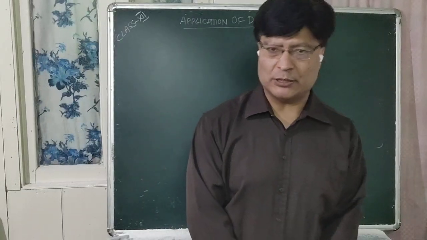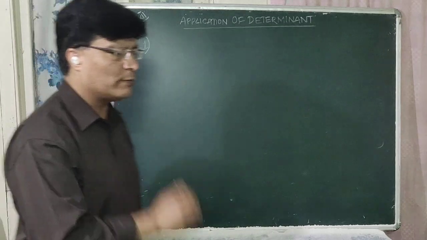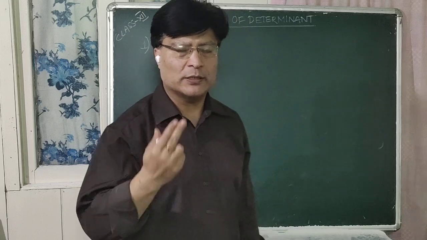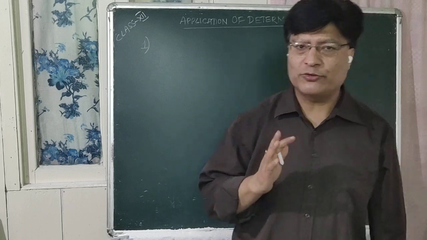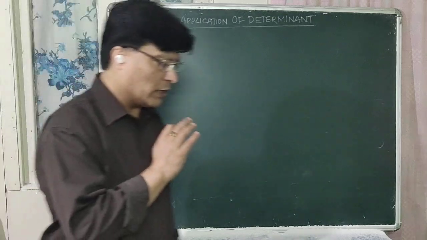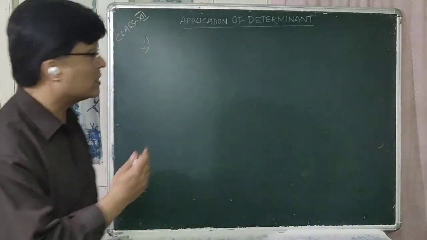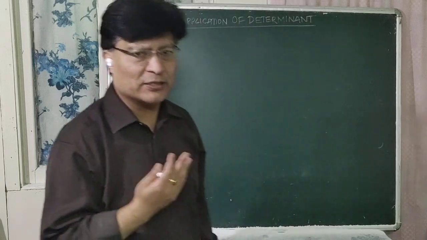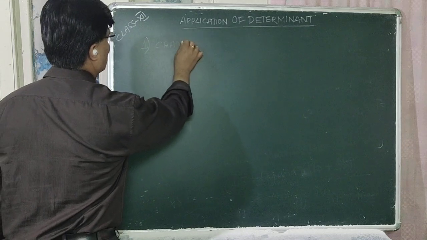So what are the applications of determinant? Number one application is you can solve a given system of equations. It may be two equations with two unknown quantities like x and y, or three equations with three unknown quantities x, y and z. If you solve all these equations with the help of determinants, that rule is known as Cramer's rule, or the method is known as Cramer's method. So number one is Cramer's rule.